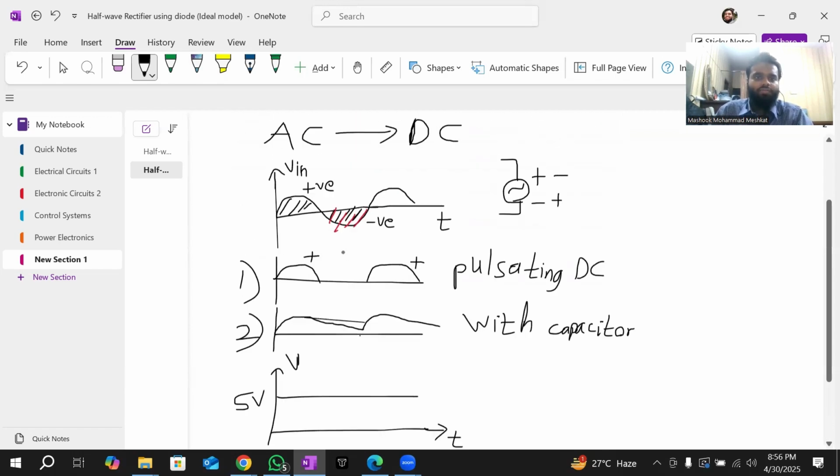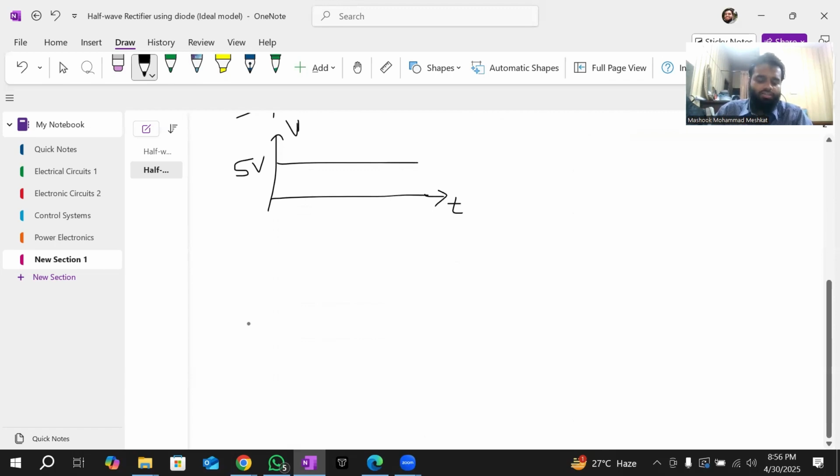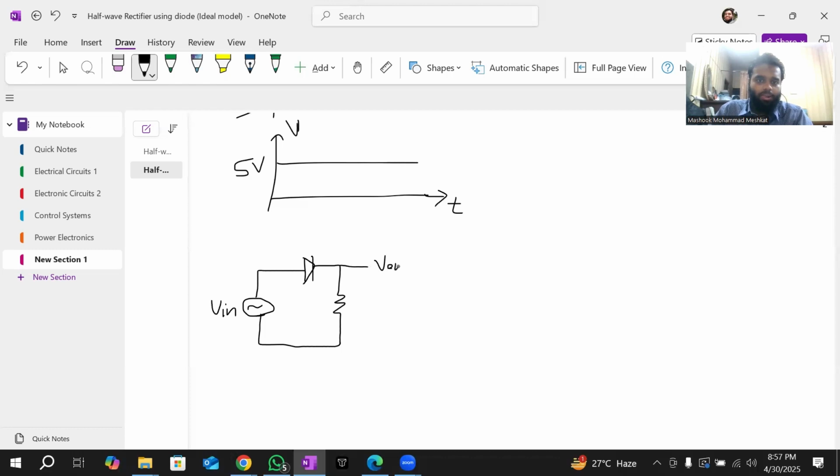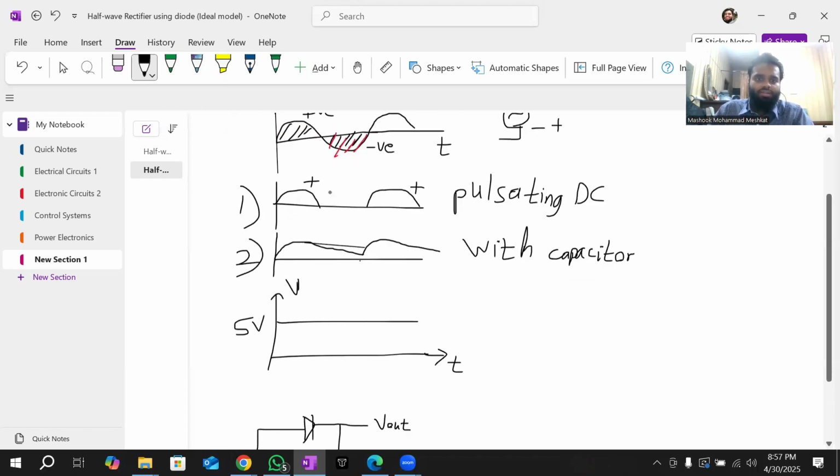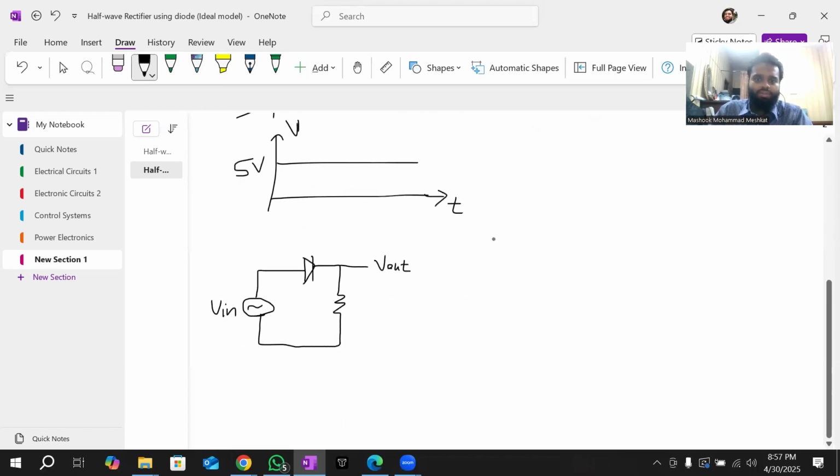So let's see the circuit for the half wave rectifier. What kind of circuit is it? This is our input V in, and I've said that this is our AC signal, right? Then we have a diode, and then we have a resistor. These are V in, and we consider our output voltage to be over here. Let's consider this circuit one by one. Let's draw it again.